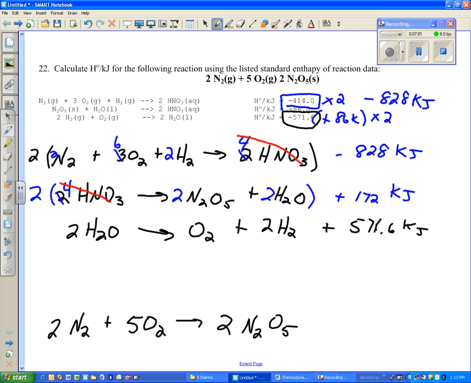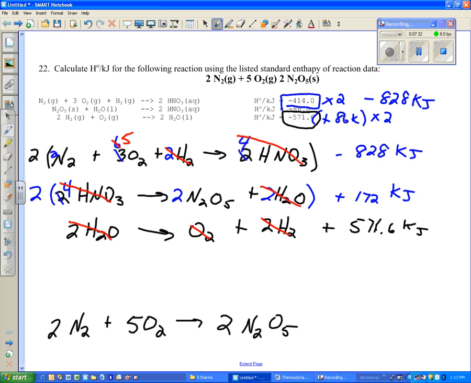Now let's take a look at what I want to end up with and what cancels. We have another cancel going on here, and it's very nice. Look, I have 2 waters here, and I've got 2 waters here. Is there any water in the target equation? No. So we're good. Then another issue that we had here were the hydrogens. I have 2 hydrogens here. I have 2 hydrogens here. They cancel. Then look, I have a single oxygen here, which cancels out one of these 6, which makes it become a 5.